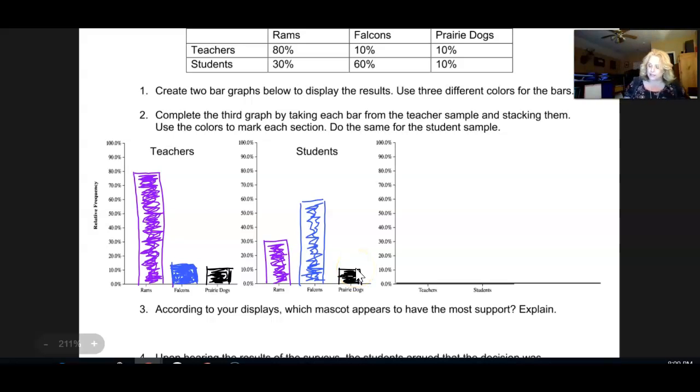All right, and so now it says complete the third graph by taking each bar from the teacher sample and stacking them. Use colors to mark each section, and do the same for the student sample. Okay, so we're going to start with the teacher sample, and we're going to start with Rams. And what we know is that on a segmented bar chart, it always goes all the way up to 100%.